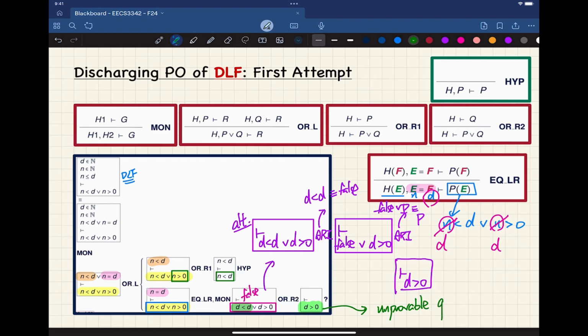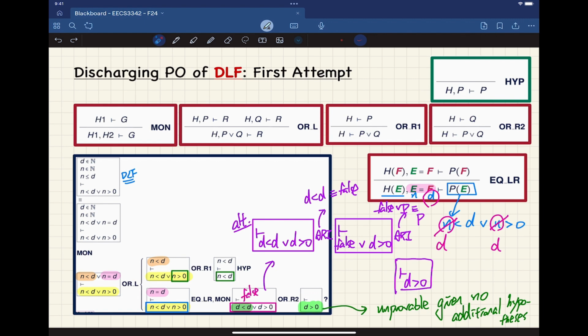Unprovable given no additional hypothesis. You can see the hypothesis over here is simply just empty. Nothing for me to use. So this is something that we have to work with.